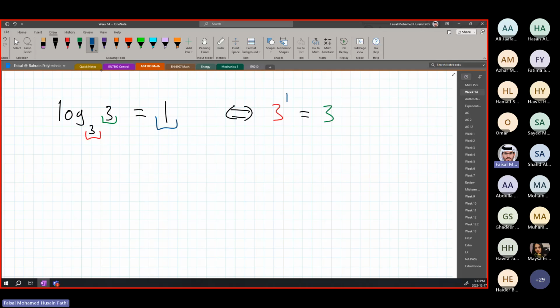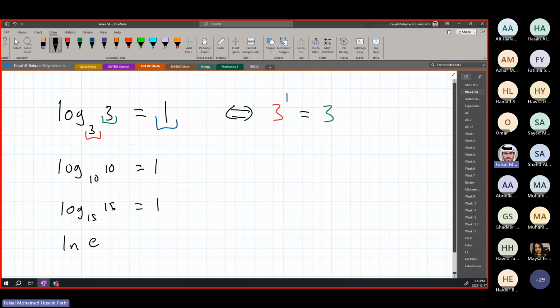It makes sense, no? Always, if the base is equal to the solution, the power has to be equal to 1. Always. For any number. Log 10 of 10 is going to be equal to 1. Log 15 of 15 is going to be equal to 1. Ln of e is equal to 1, because remember, ln is just simply log base e. Does that make sense?